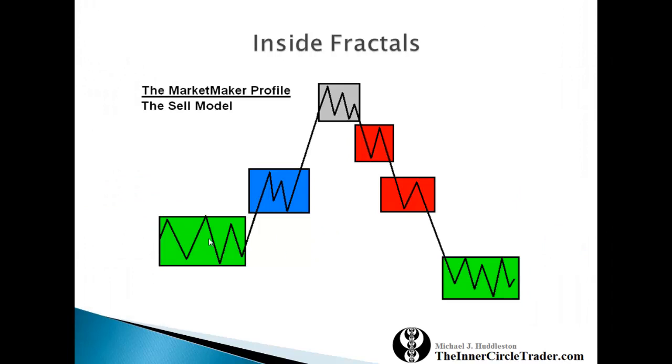Now again, we have the initial consolidation over here. Okay, and how do we identify when a sell model is forming? Well, it's important that you go back and understand that these sell patterns are really easy to see in bear trends. Okay, when you're in a downtrend, the market maker sell model is going to be very, very clear.